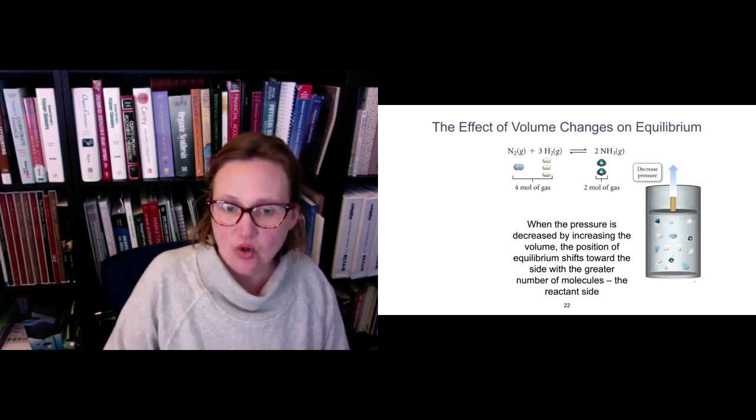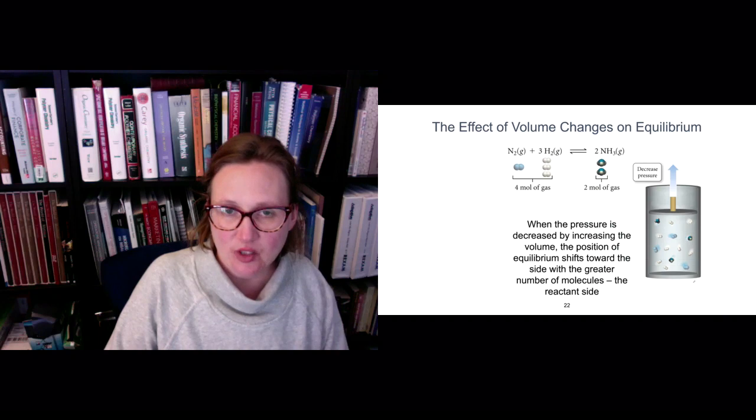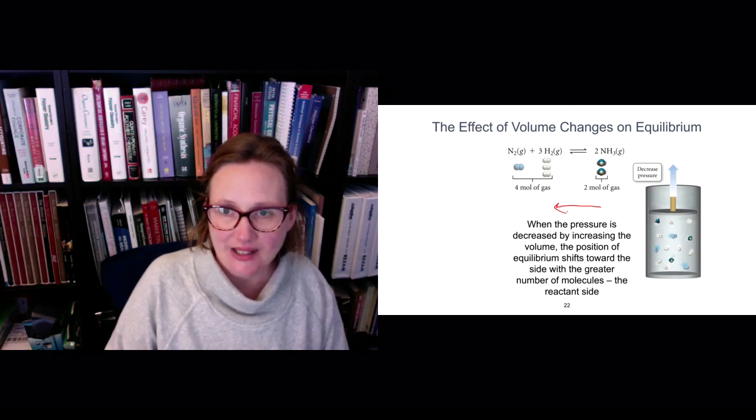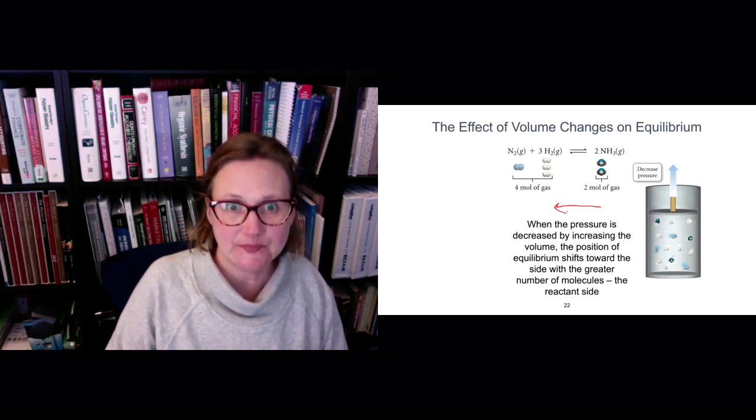And therefore we're going to shift to the greater number of molecules. So here we're going to shift towards the reactants, because we have decreased the pressure.